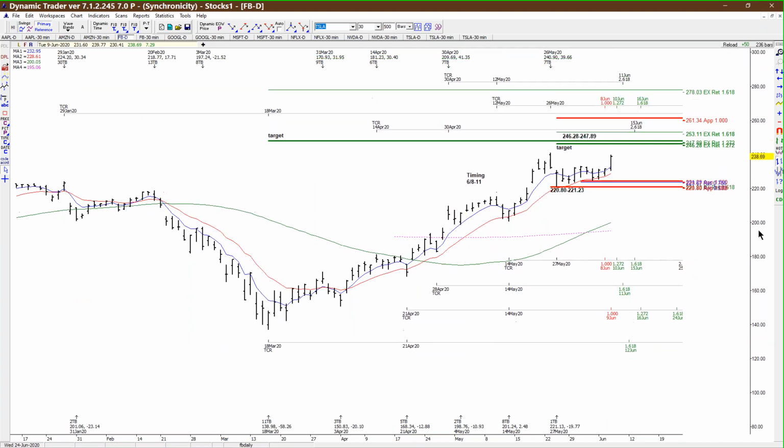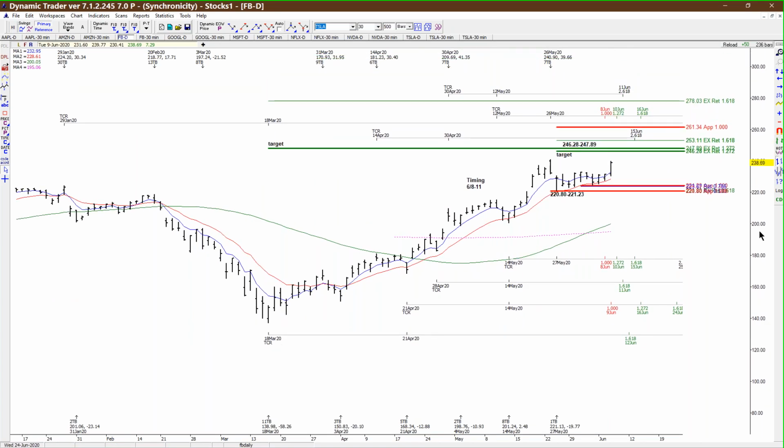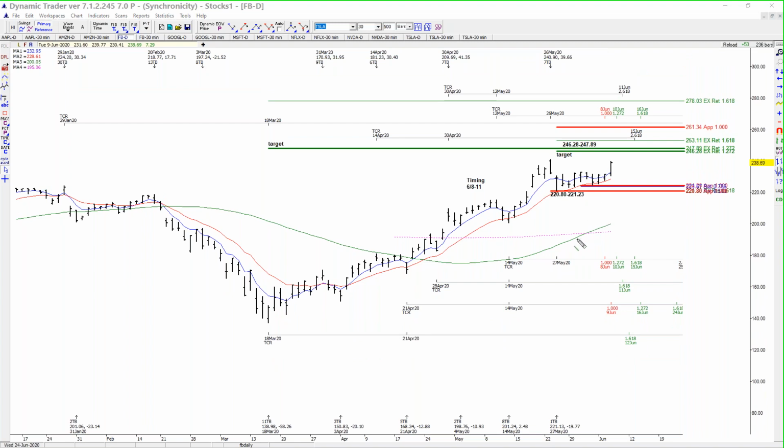Now, a high probability trade is what I call a royal setup, basically. It's where you have all of the moving averages on the daily chart on the right side to support your entry, and a symmetrical pullback. Okay, so this is exactly what we had. This is a daily chart of Facebook.